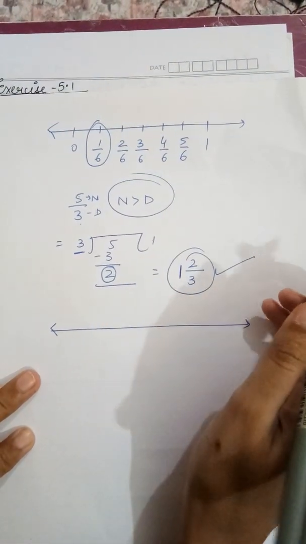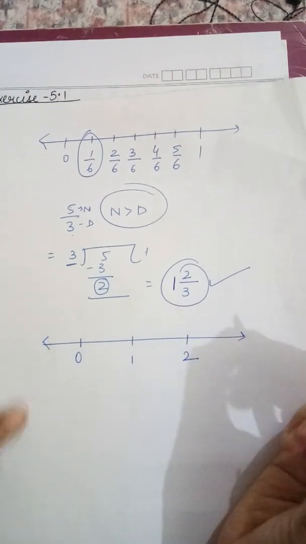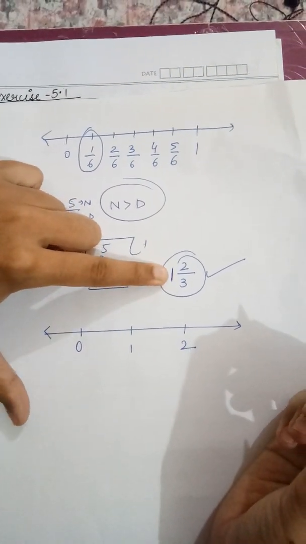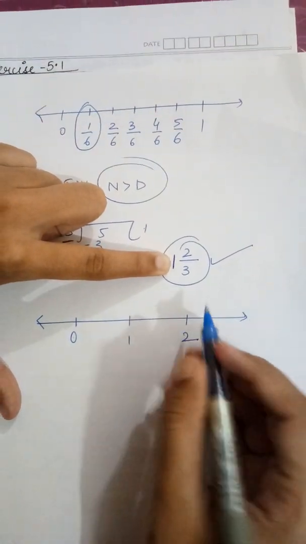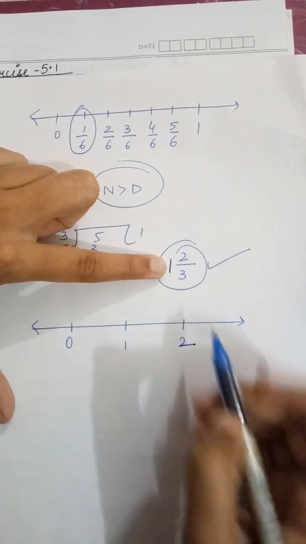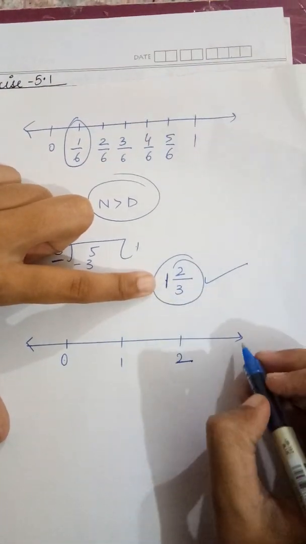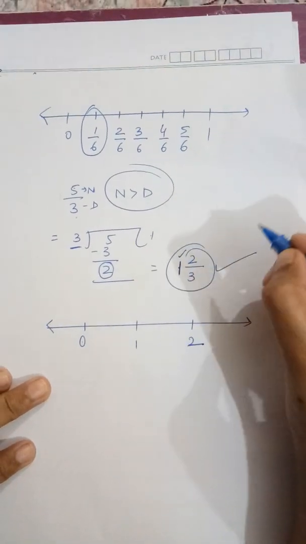So what I am going to do here is 0, 1 and 2. Whatever the whole number I have here, I am going to write up to the next number. I had 1 here, so I will be making it till 2. If here it had been 4, I would have taken till 5. Like this I am going to take. Now this part is done.